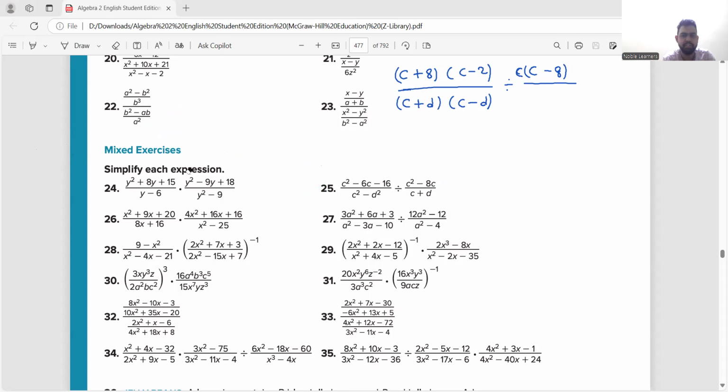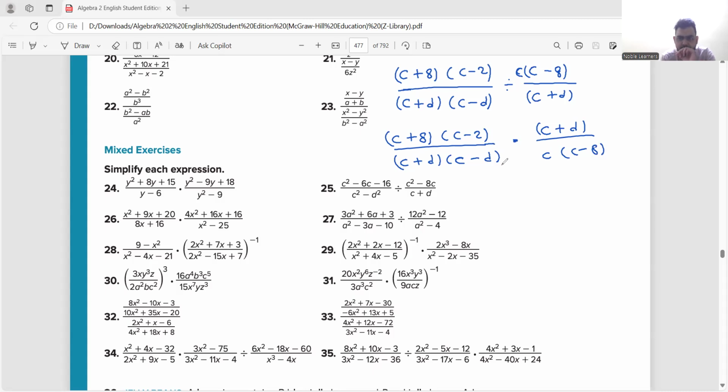I hope you're getting how we are dealing with these kinds of questions, right? Now we have to flip it. So I will write C plus 8 times C minus 2 upon C plus D times C minus D, times C plus D upon C times C minus 8. What could we cancel out of this? Not much. Plus D, plus D, C plus D, C plus D. What else? Can we do something else? No. Okay, so that's the answer.